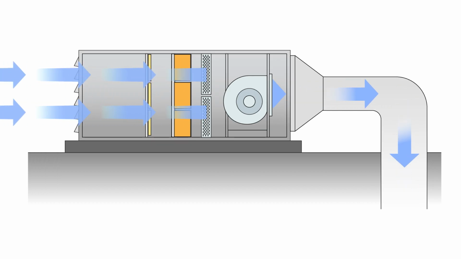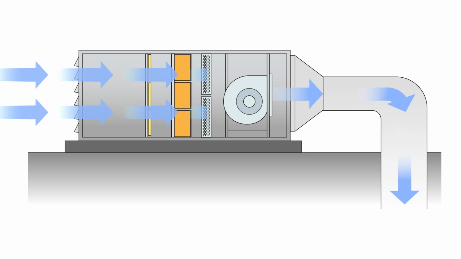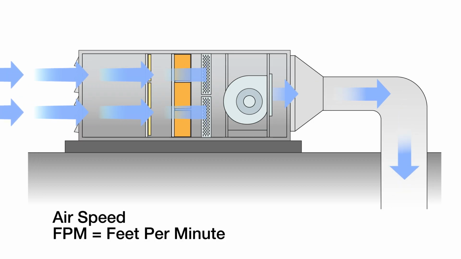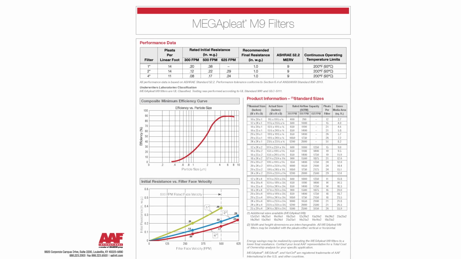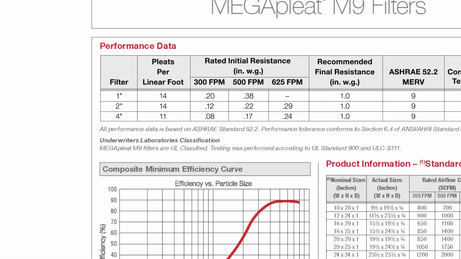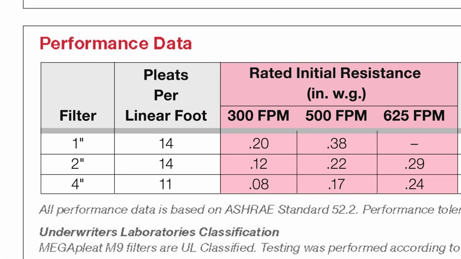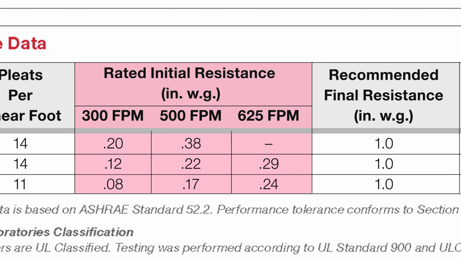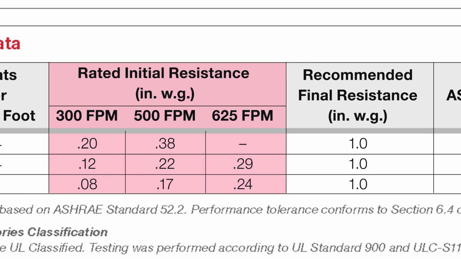That volume is determined by the size of the filter, or filters, along with the airspeed, which is typically measured in feet per minute, or FPM. The filter you choose for an AHU needs to be rated to handle that specific airspeed, or FPM, and air volume, or CFM. You can see a filter's rated FPM and CFM on the product specification sheet.